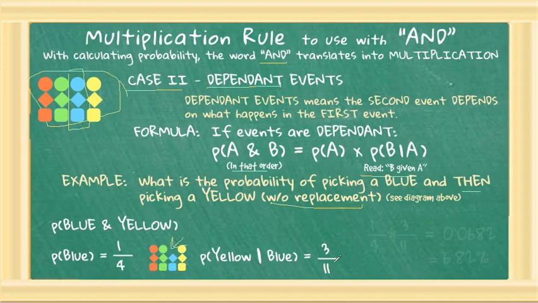So 3 over 11 is the probability, our adjusted probability based on the fact that blue would have happened first. So then we do the calculation, and we get a 6.82% chance of that happening.